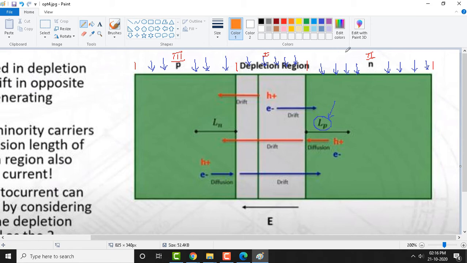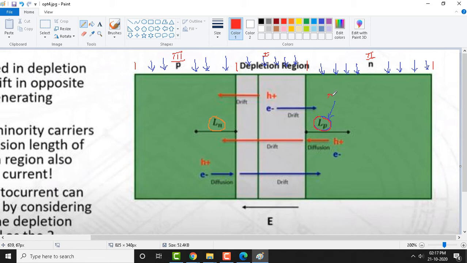What is LP? And here we have Ln, and here we have an LP. Have you come across this term earlier, LP and Ln? L stands for length, and what does this P stand for here?